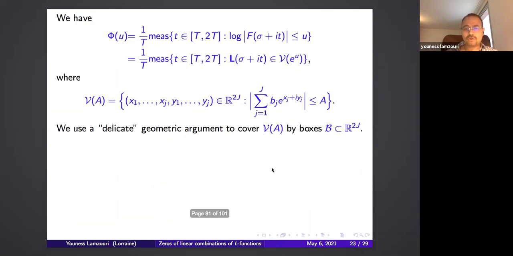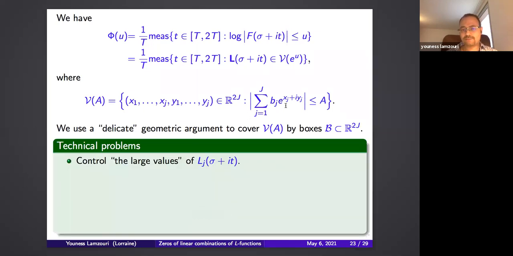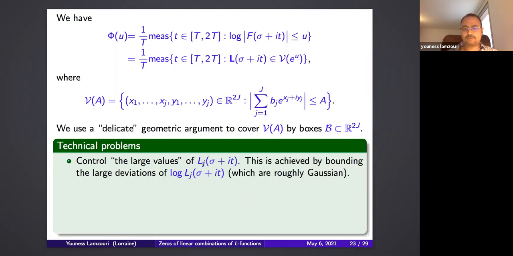So for u not to go to plus infinity, we would like to control large values of this. So we would like to control the large values of the linear combination, which is equivalent to controlling log values of the L functions themselves. And this is achieved by bounding the large deviations of log of the LJs, which are in fact roughly Gaussian.